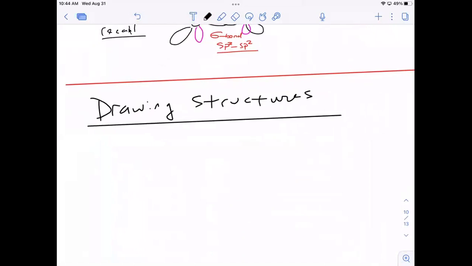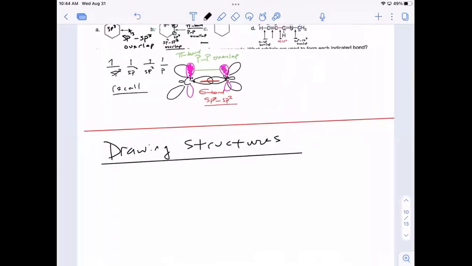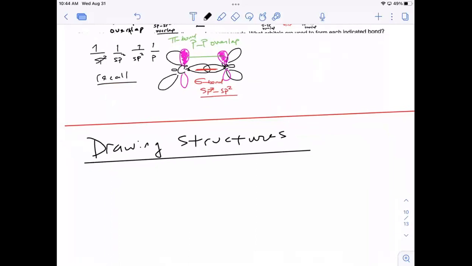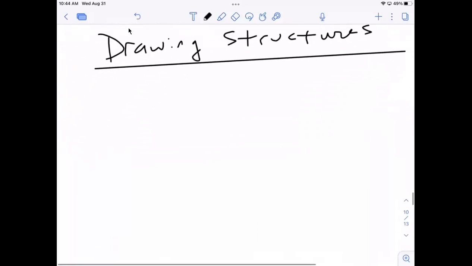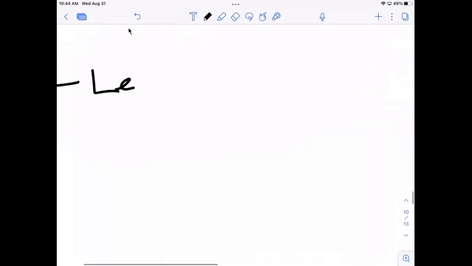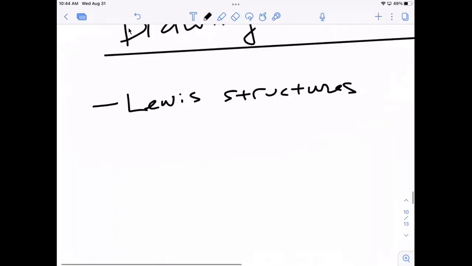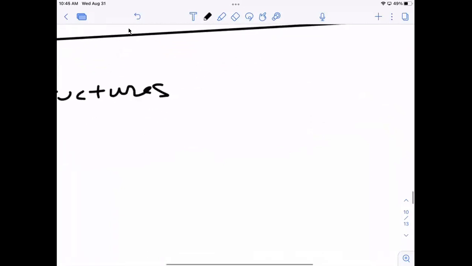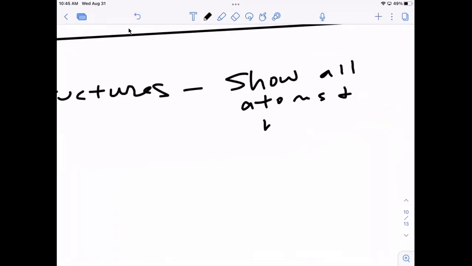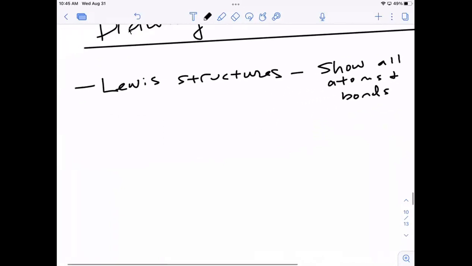Right. Normally, when you see a structure like the ones that we've been working on, those are all what we call skeletal structures. But there are a couple of ways to depict molecules. You can do what we call Lewis structures. In a Lewis structure, you're going to show everything. So you're going to show all your atoms, all your bonds.